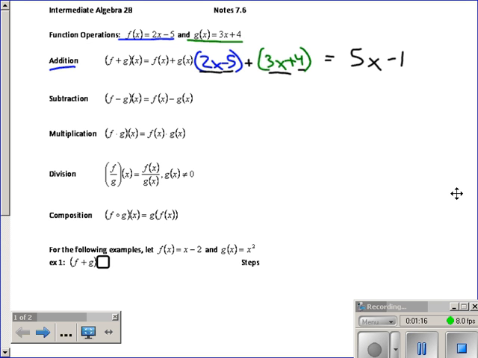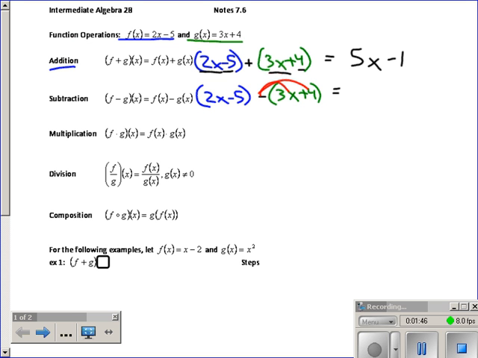For subtraction, f minus g is the same as f of x minus g of x. So again, I'm just going to write it down, 2x minus 5. But in this case, I'm going to put a minus sign in between, and then my 3x plus 4. Now, one thing to be careful of is this minus is going to have to apply to both of them. We think of that like distributing.